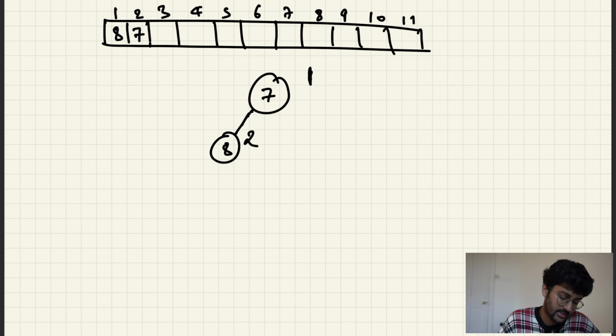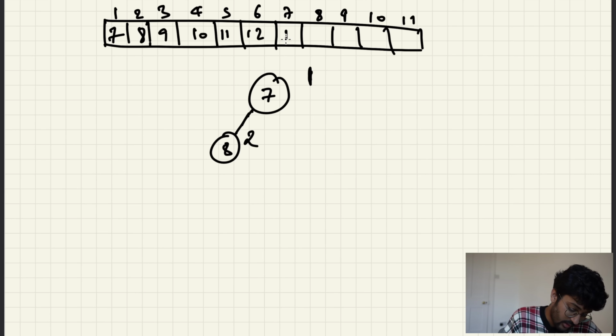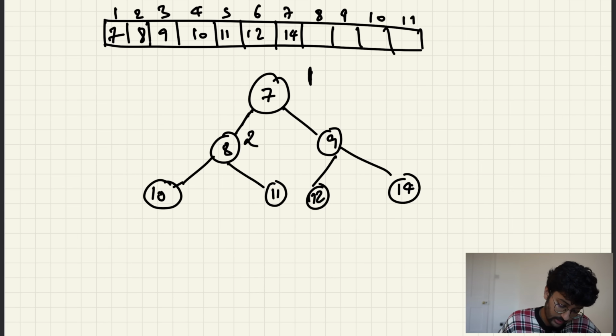Let's say I keep inserting, so it will be swapped. Let's say I insert 9, 10, 11, 12, 14. It's fine, the condition is maintained. Then 13. That's fine. So you can see it makes sense. This entire array may not be sorted, but this thing is important: the first item should be the minimum.